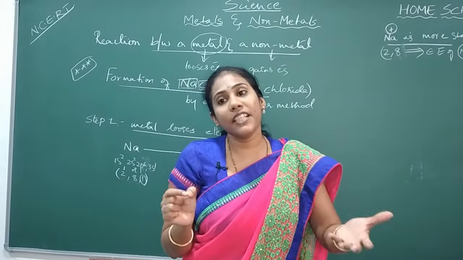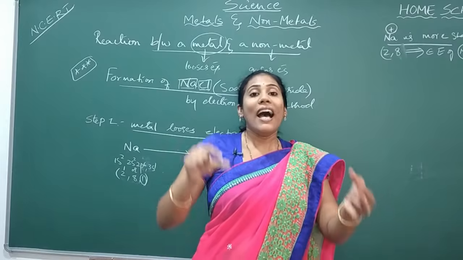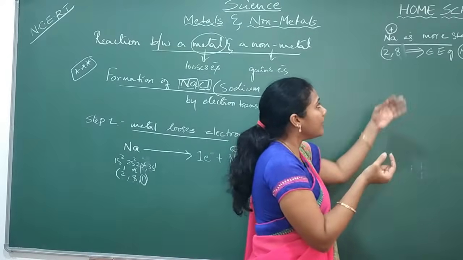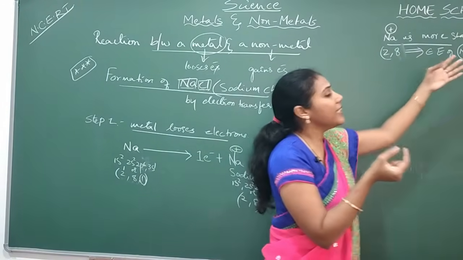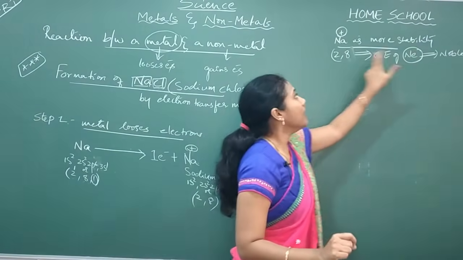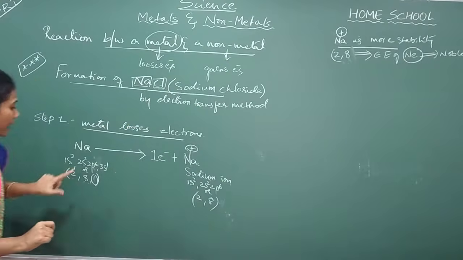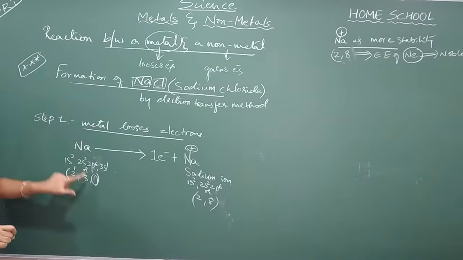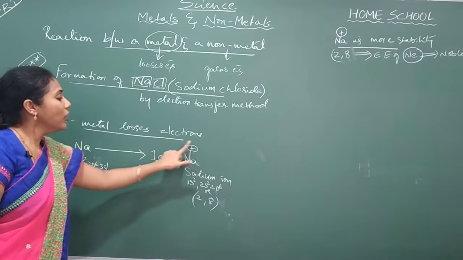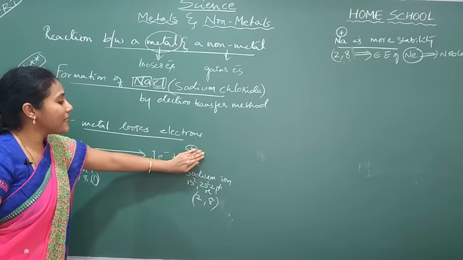Happier condition for elements means what? Having a stable electronic configuration. Having a stable electronic configuration means what? Having the electronic configuration which is similar to the nearest noble gas. For sodium, the nearest noble gas is neon. Neon's electronic configuration is this much. So when will sodium gain that electronic configuration? By losing its electron. After it loses one electron, sodium gets converted into Na plus, and this Na plus is more stable.